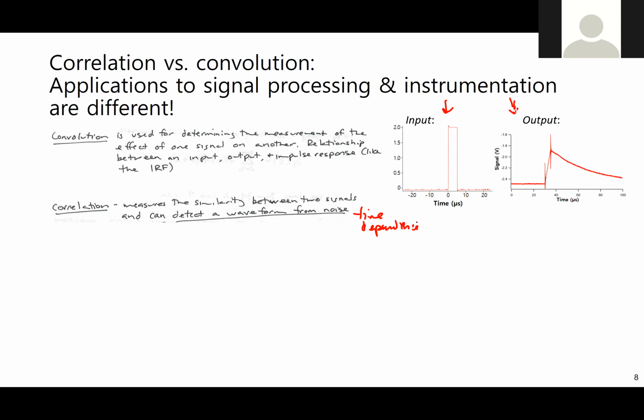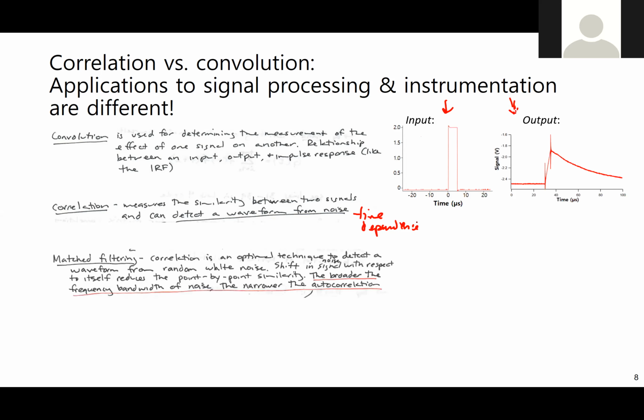And then also correlation is often used in detecting a waveform from noise. So in lab 4, you guys were doing correlation of sine waves with different frequency noise, white noise. And the reason that correlation is used with noise is because noise has a very low correlation with itself. So using correlation to detect a waveform from noise is called match filtering.